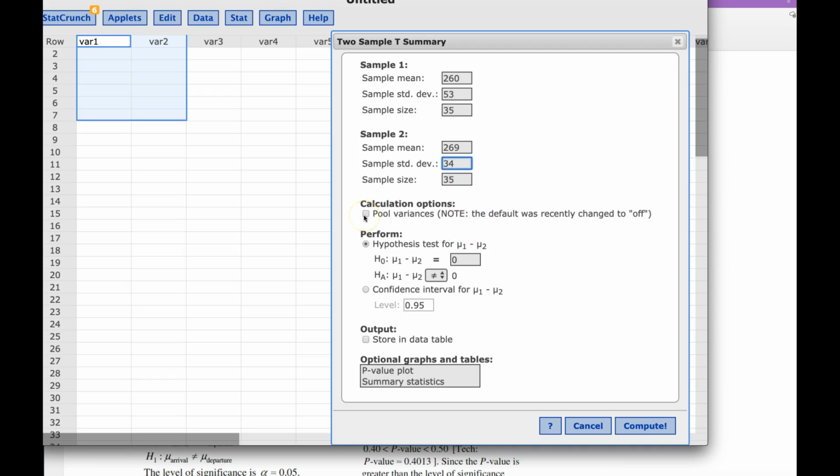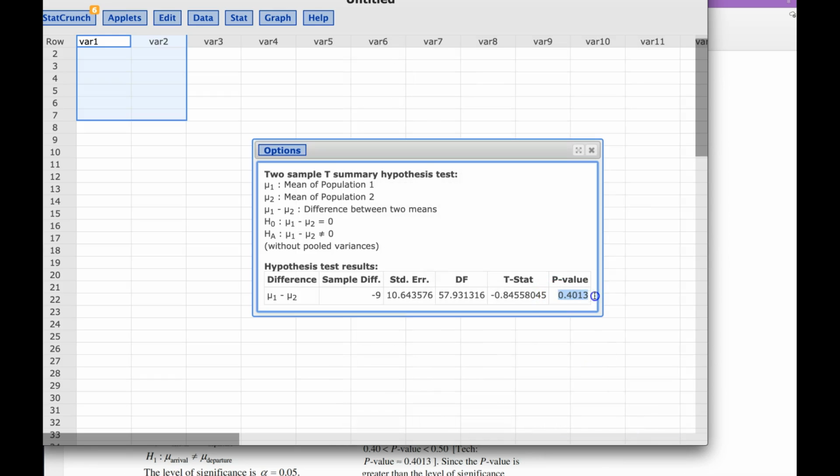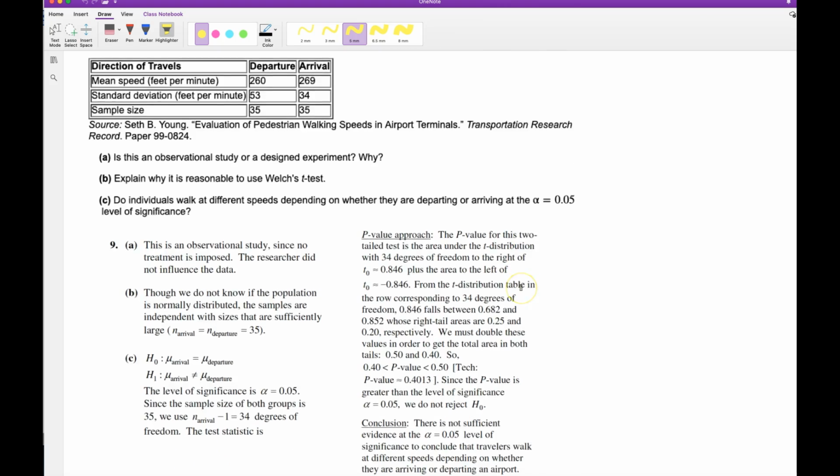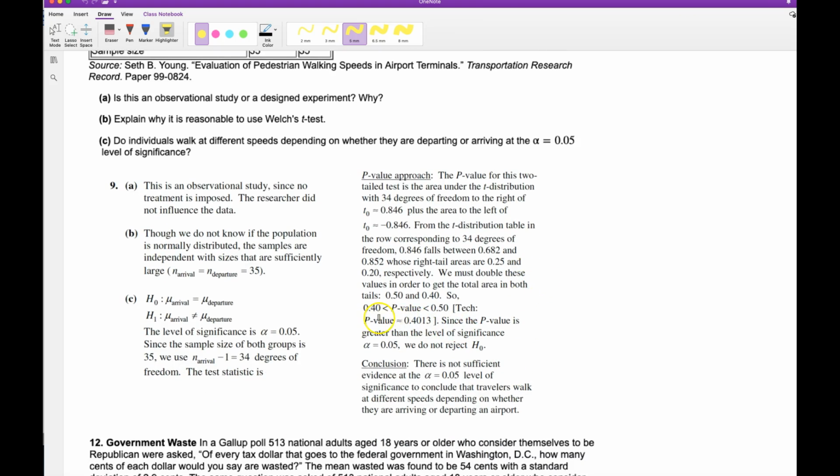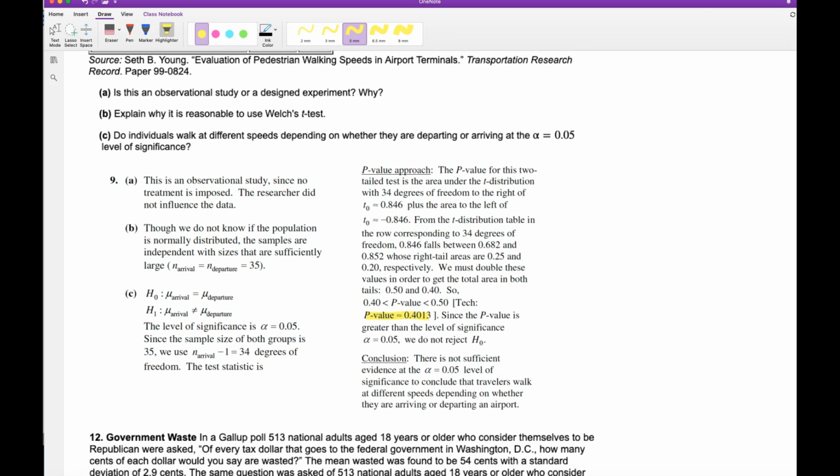We're just going to compare them. Remember, don't pool the variances. That's why we use the Welch's t-test. We're comparing that the difference between the two means equals 0, meaning they're the same, versus not equal to 0, meaning they're different. You compute, and there's your p-value and your test statistic. You'll see that it matches up to what we get with technology right here.